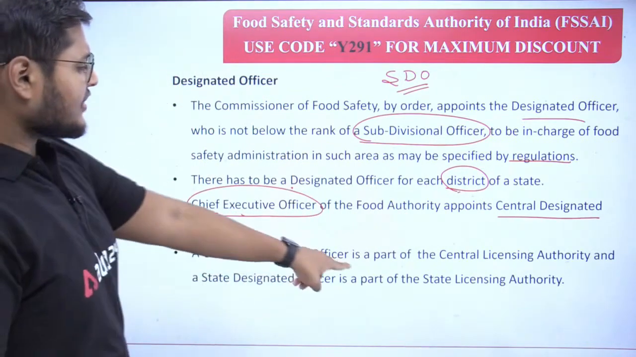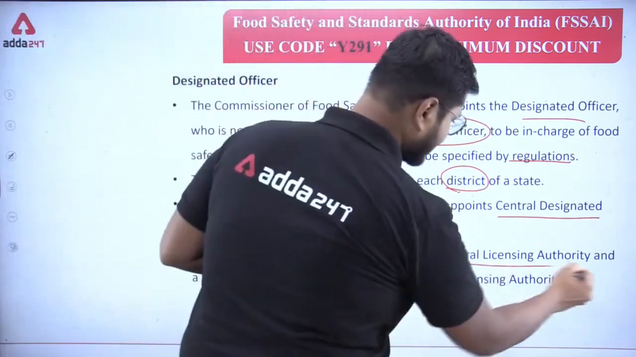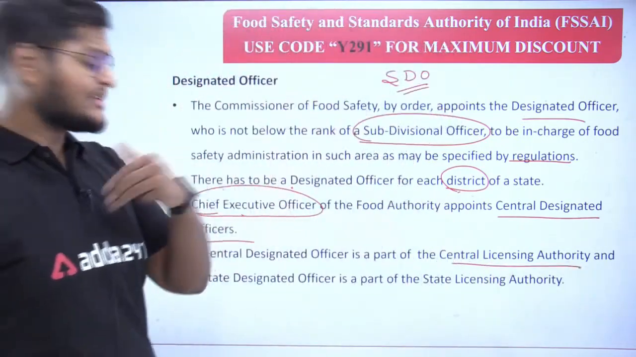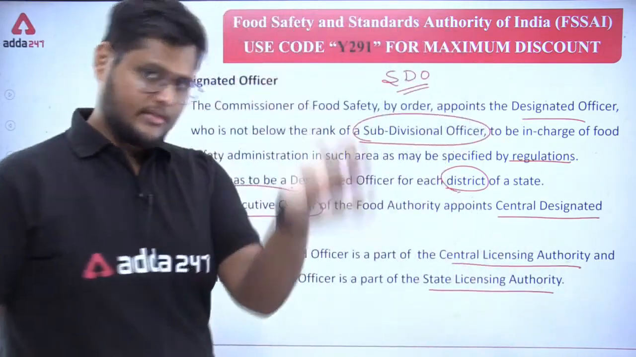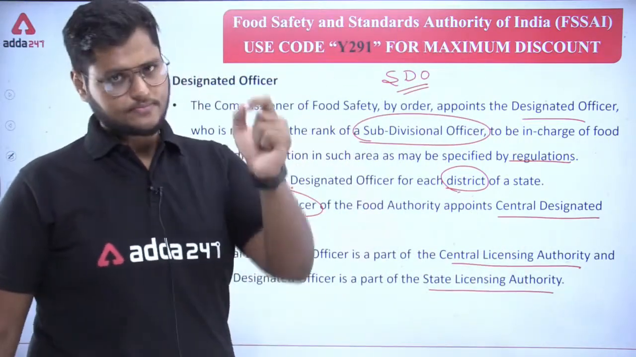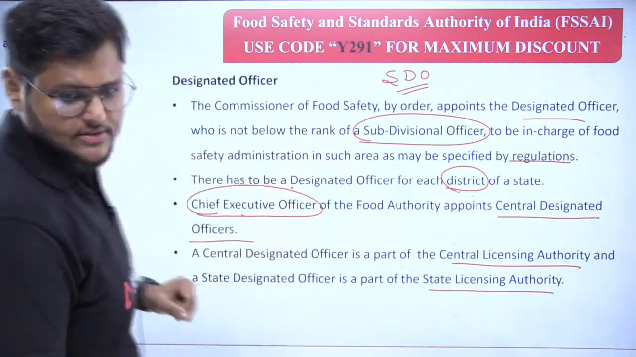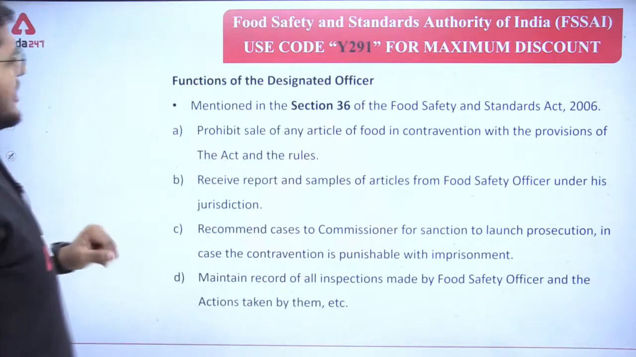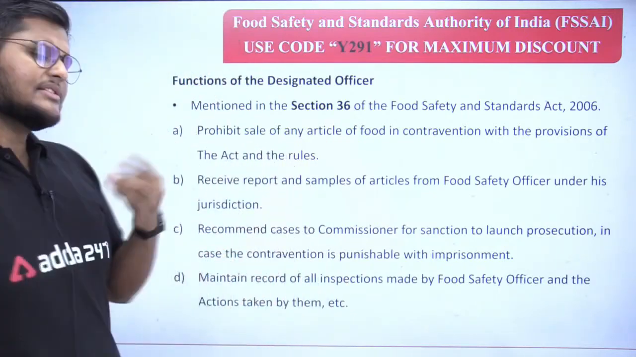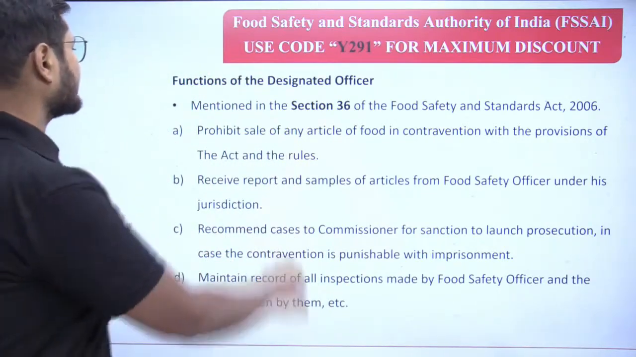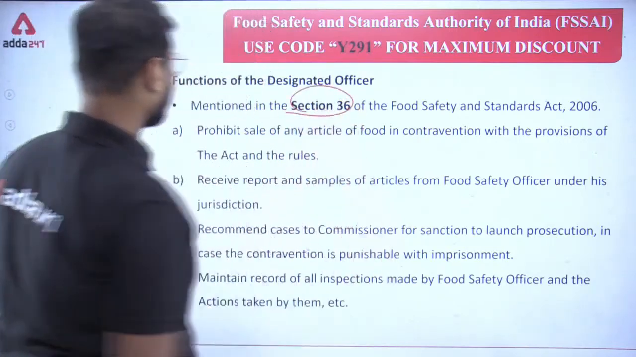A central designated officer is part of the central licensing authority, whereas the state designated officer is a part of the state licensing authority. They can approve licenses as well as cancel the license. Okay, next. What are the other functions of the designated officer? Now the functions of the designated officer have been mentioned in Section 36 of the FSS Act.